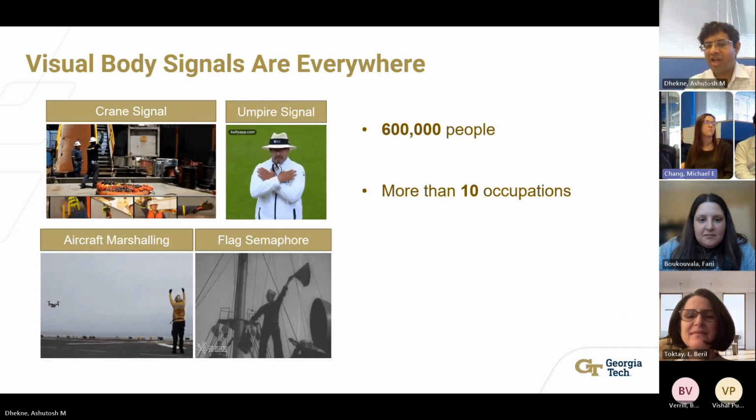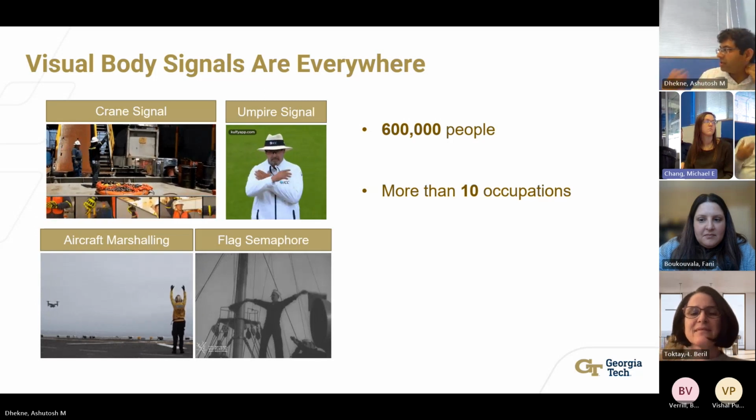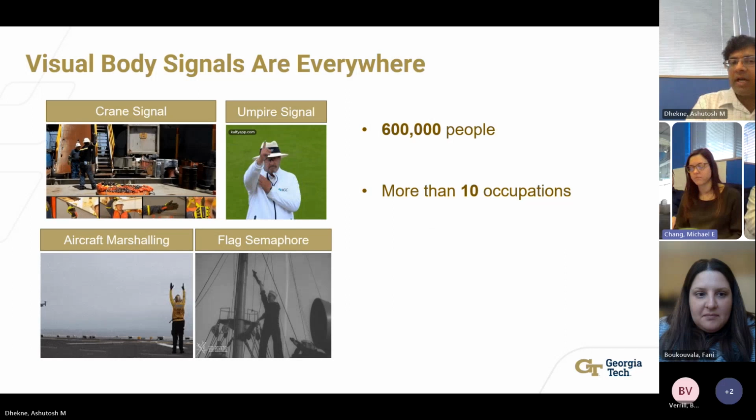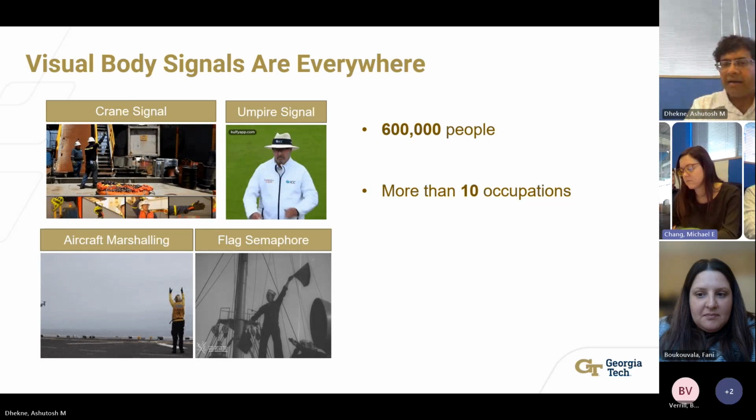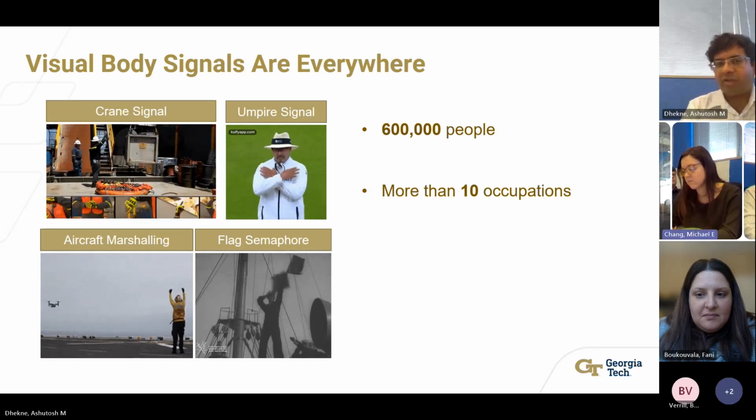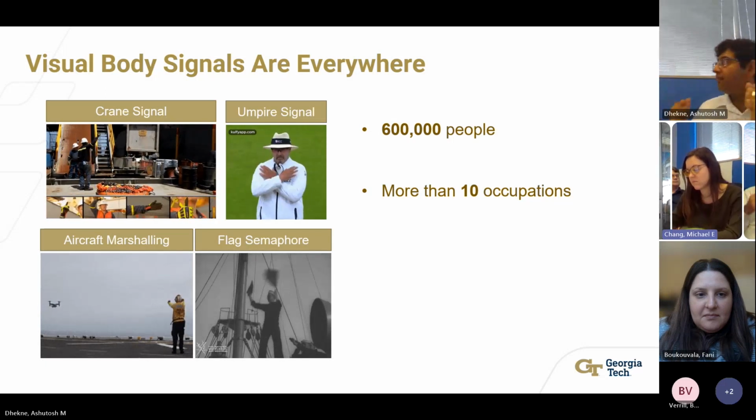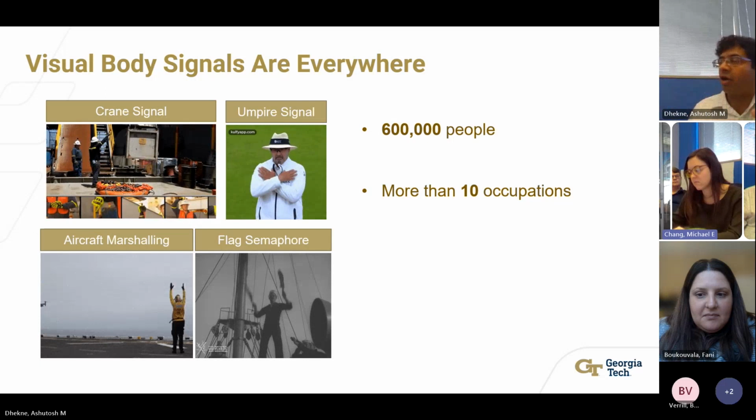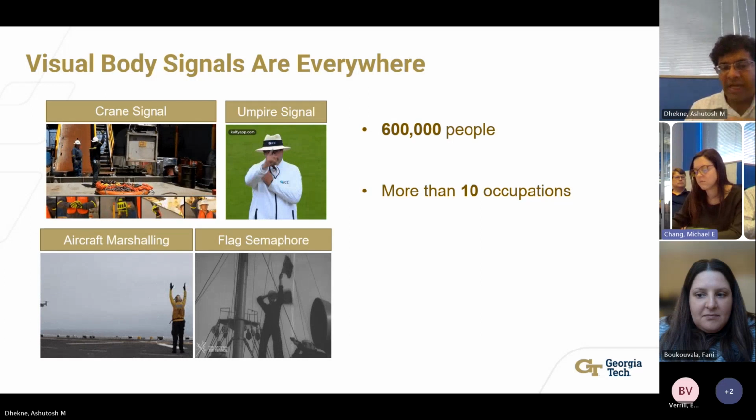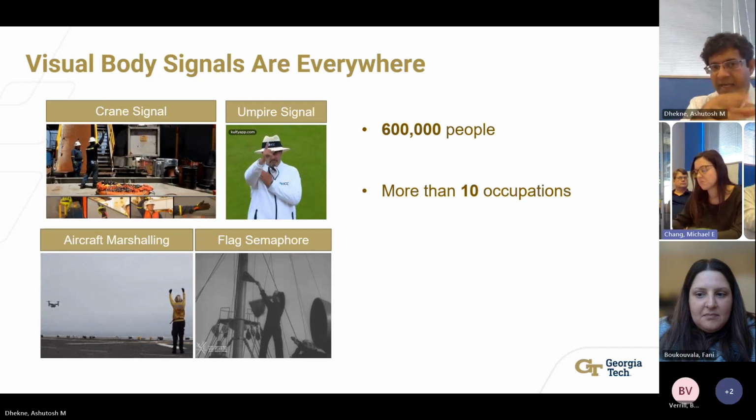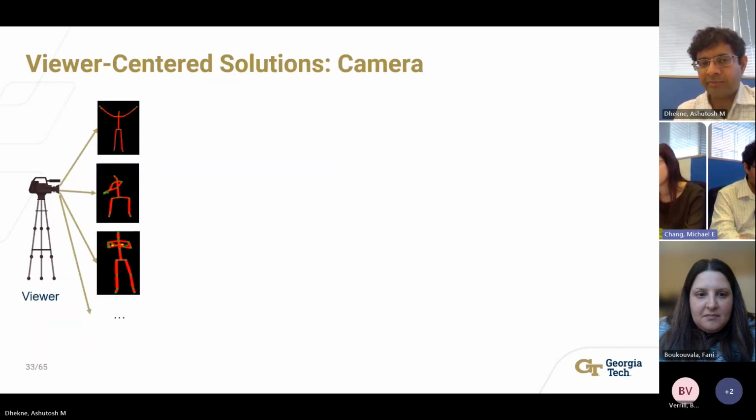Right. This also ties in actually to the next work, which is trying to understand if we can perform gestures, record gestures, and interpret gestures just by looking at distance measurements between different parts of the body. Most people have not thought of this problem, but there are more than 600,000 people who use body signals on an everyday basis, and this spans more than 10 occupations, one of which is the construction industry, but also aircraft marshalling, a lot of crane signals and so on, umpire signals, and the Navy to some extent.